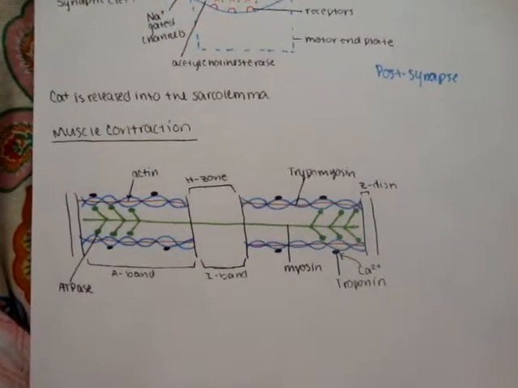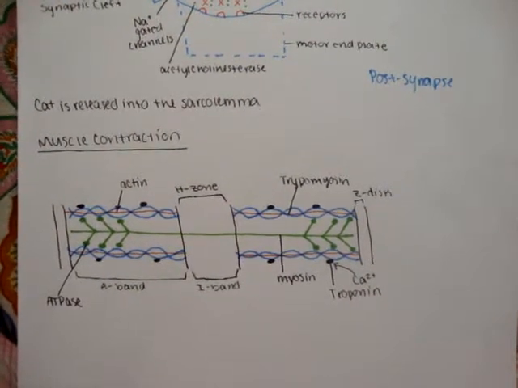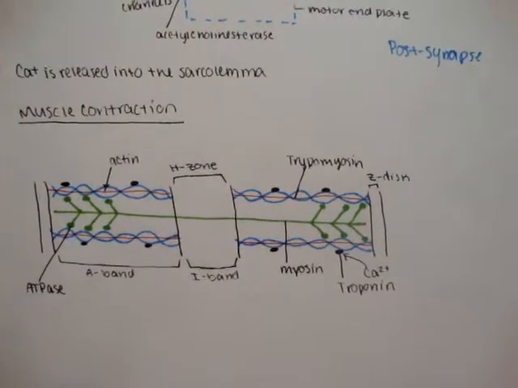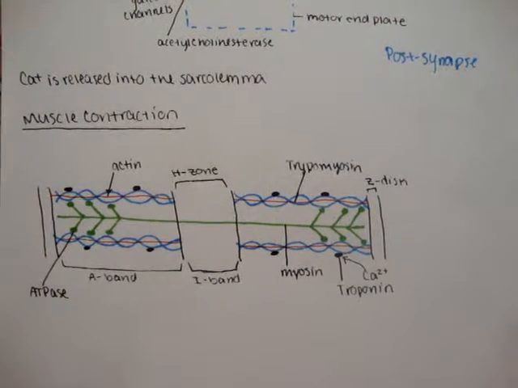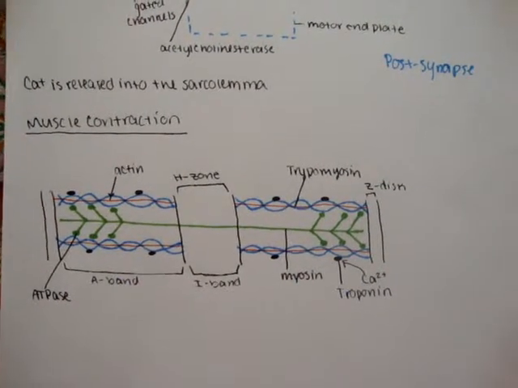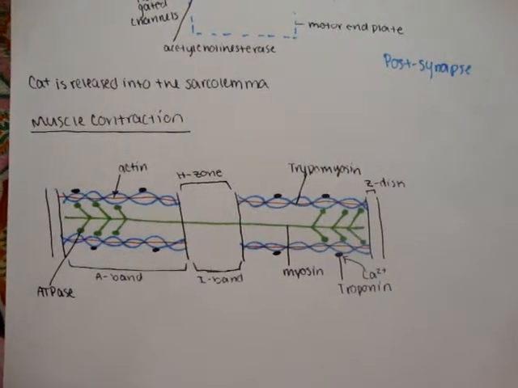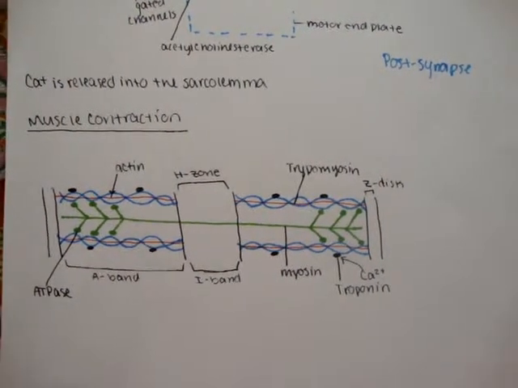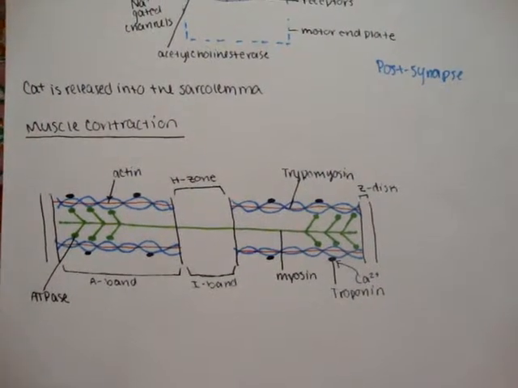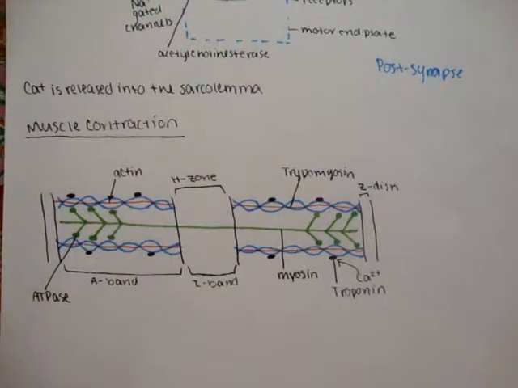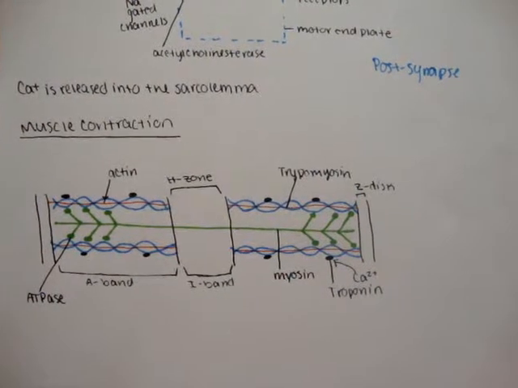For muscle contraction, calcium has to be released into the sarcolemma. Once calcium is released into the sarcolemma, it can bind to troponin, which is the small black dot. Troponin and calcium binding can cause a change in configuration of the tropomyosin. The tropomyosin then moves and allows the active sites of actin to be available for the myosin heads to bind.